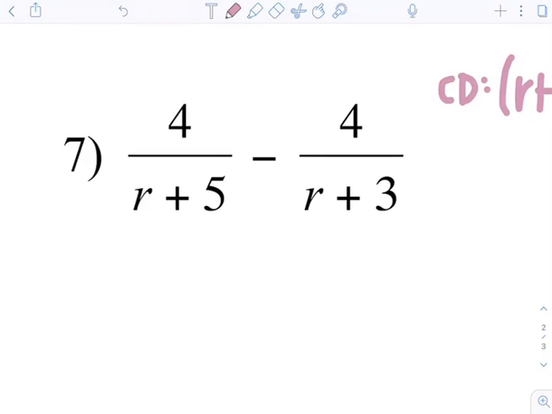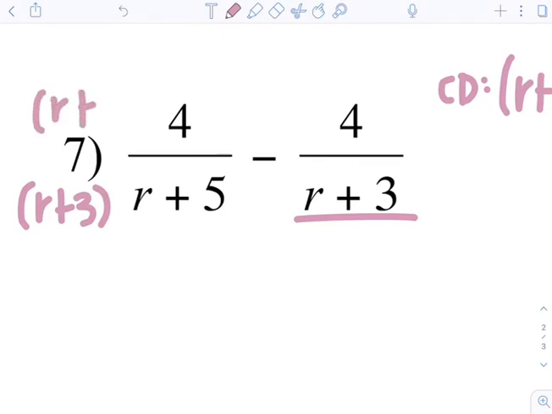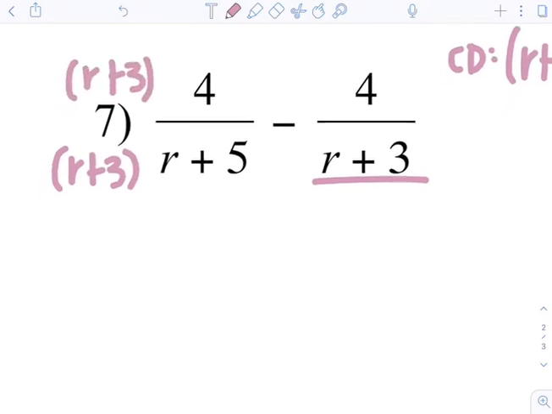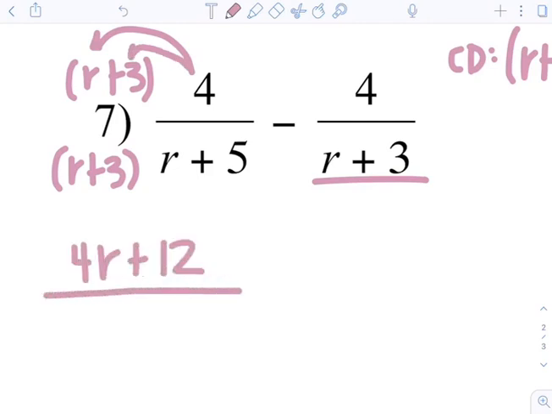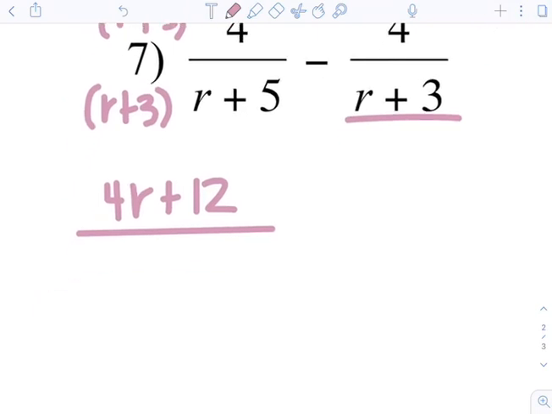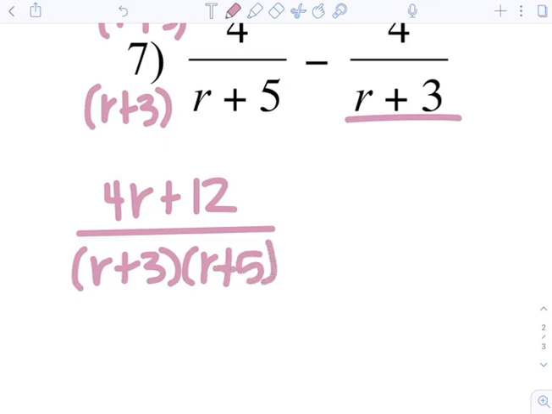So this one has r plus 5. It's missing r plus 3, so I'm going to multiply by r plus 3. And remember, what you have to do to the bottom, you have to do to the top. So when I'm multiplying by r plus 3 in the numerator, you have to make sure you distribute. Okay, so that becomes 4r plus 12. Do not distribute in the denominator. You're just creating so much work for yourself. Leave it as the two binomials in the denominator as is. So only distribute in the numerator.